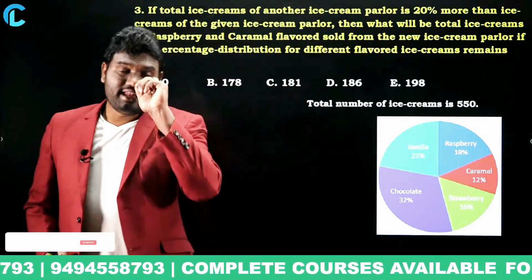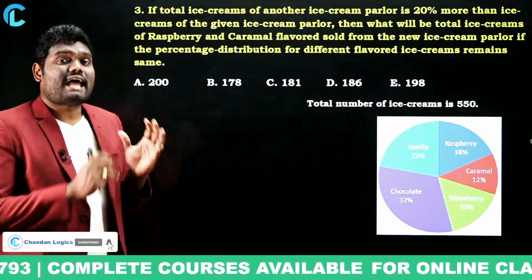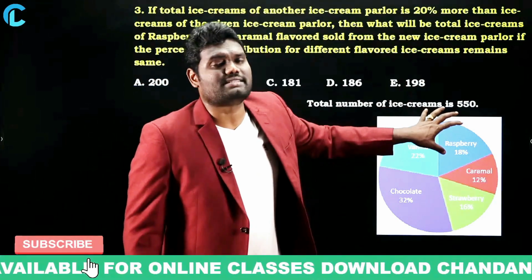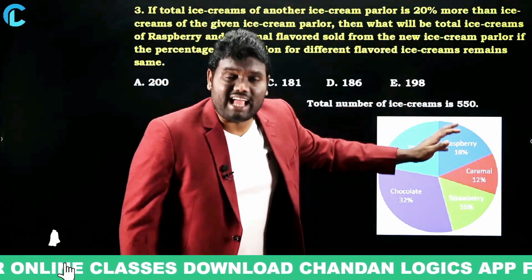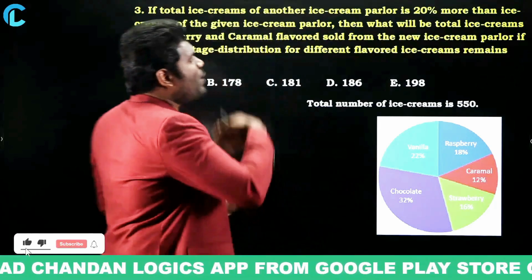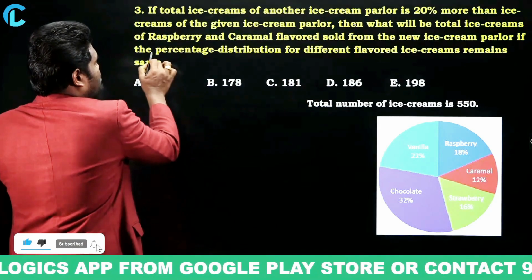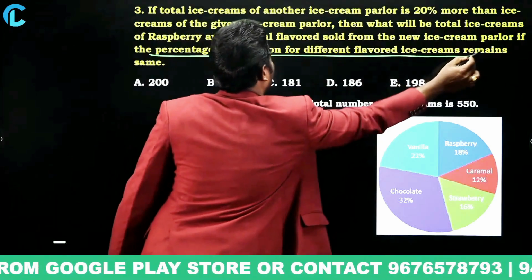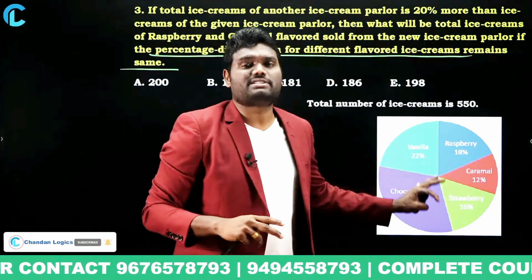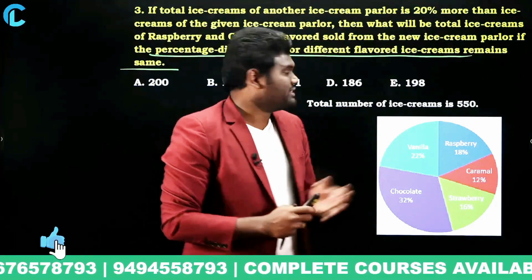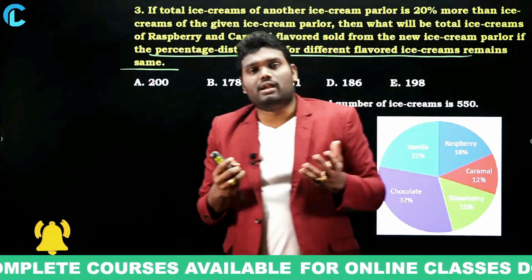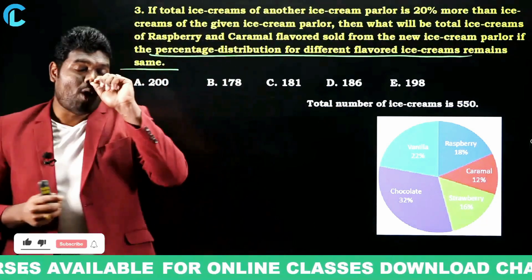Now in this question they are saying there is one more ice cream parlor, and that ice cream parlor is having 20% more than what this ice cream parlor is having. Okay, 20% more. And it is saying that the distribution of different flavors remains the same, which means the same percentage distribution. There is no change in the percentage distribution, only the total number of ice creams changes. Here we have 550, but in the new ice cream parlor, we have 20% more. Now what is the question asking?